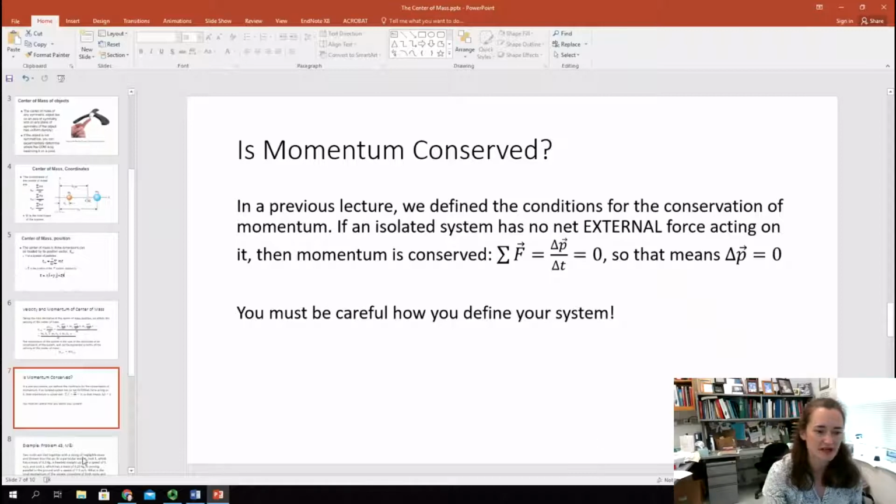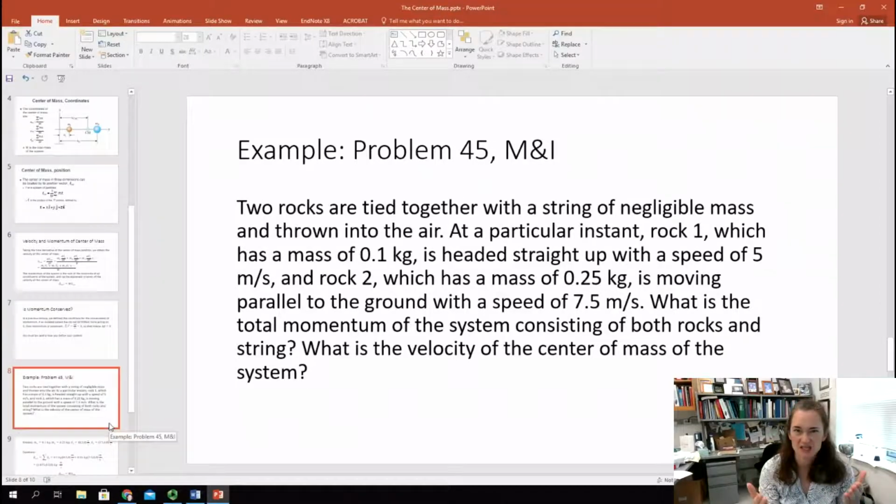I'd like to emphasize that by doing this example problem and discussing it a bit more. This is problem number 45 in Matter and Interactions. Let's read it together. Two rocks are tied together with a string of negligible mass and thrown into the air. At a particular instant, rock 1, which has a mass of 0.1 kilograms, is headed straight up with a speed of 5 meters per second.